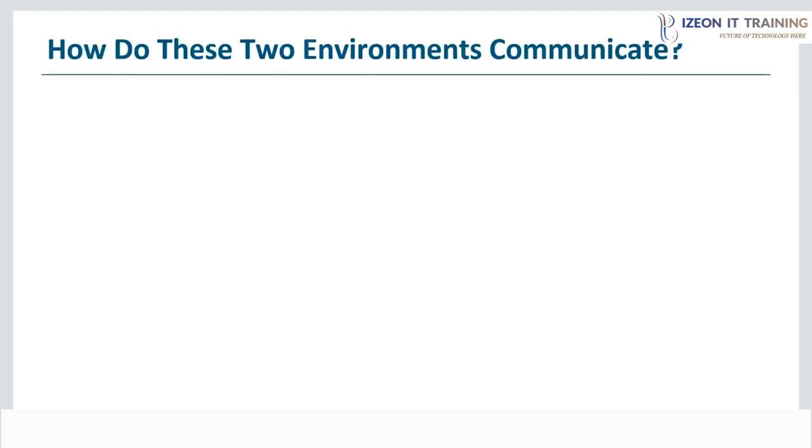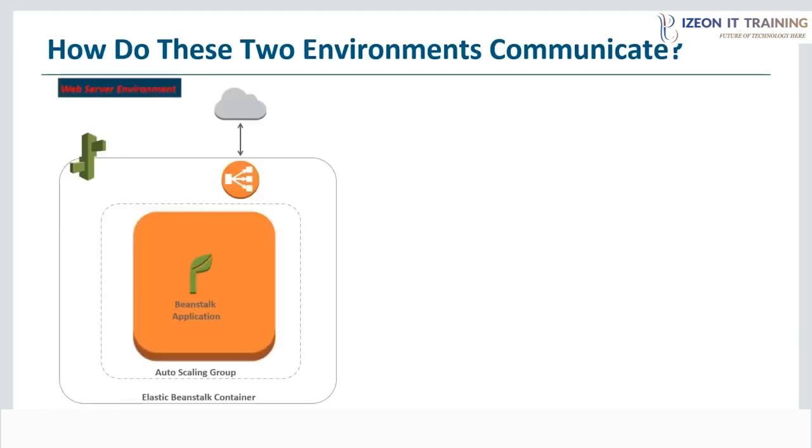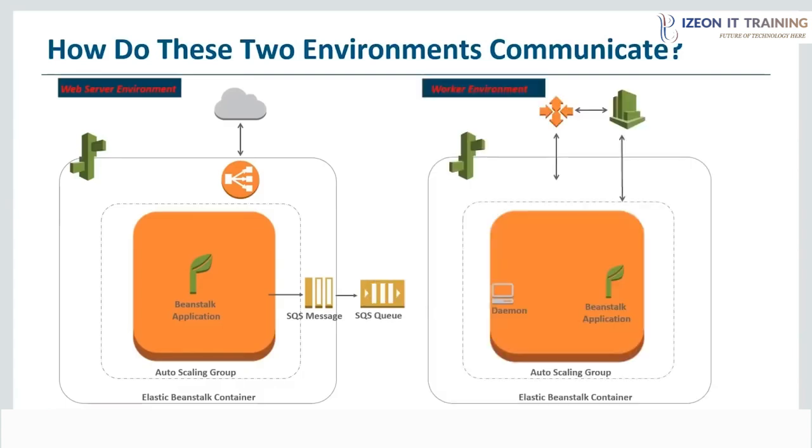Now you know what the web server environment is and what the worker environment is, and why we need the worker environment. But there has to be some way so that this web server environment can pass on this task to the worker environment. Let's see how. So you have your web server environment. It has received a request, and while processing, it has encountered tasks which are taking a lot of time. So what it does, it creates an SQS message. SQS is a simple queue service offered by Amazon. And this message is then put into the SQS queue. And the different requests are arranged based on priority in the SQS queue.